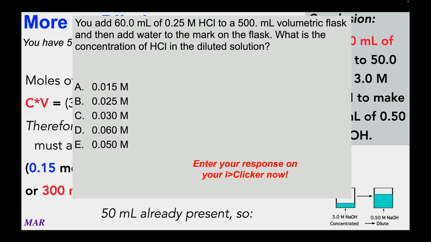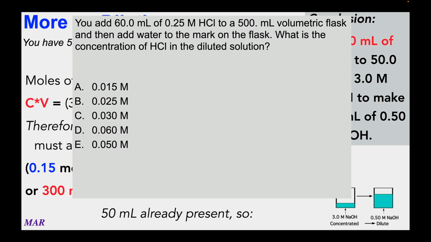In this question, we have 60 milliliters of 0.25 molar HCl, and we place all of it in a 500 milliliter flask and add water to get to the final point. So our final volume is 500 milliliters. And the question is, what's the concentration of the HCl? Well, again, I would use C1V1 equals C2V2. The initial volume is 60 milliliters, the initial concentration 0.25 moles per liter, and the final volume is 500 milliliters.